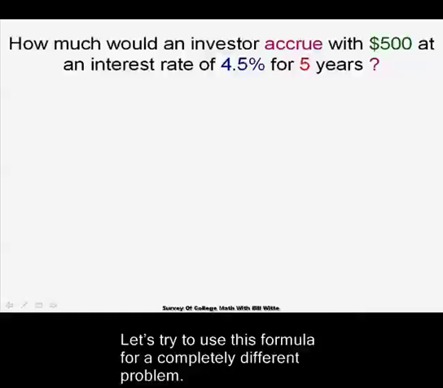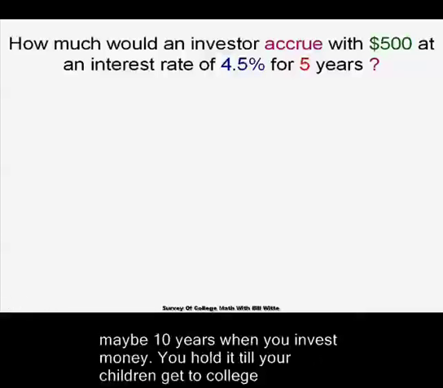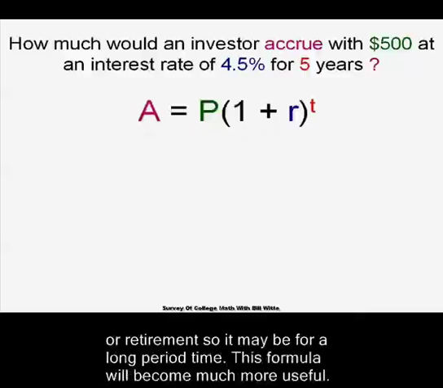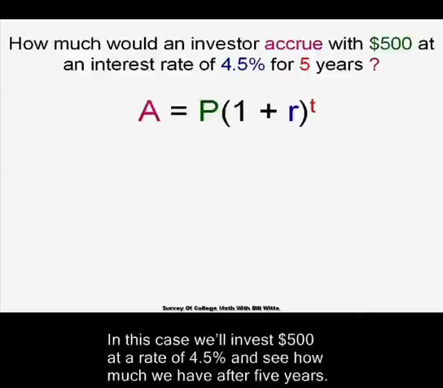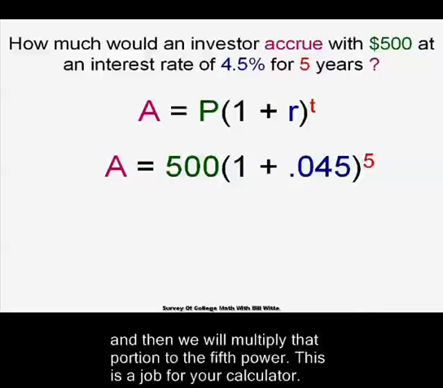Let's try and use this formula for a different problem, because we usually don't keep money for 1 or 2 years. You keep it for 5, maybe 10 when you invest money, until your children get to college or something like that. So it may be for a long period of time. This formula is going to become much more useful. Well, in this case, we're going to invest $500 at a rate of 4.5%, and we're going to see how much we have after 5 years. So we'll multiply 500 times 1 plus, remember what 4.5% is, 0.045, and then we'll multiply that portion to the 5th power.